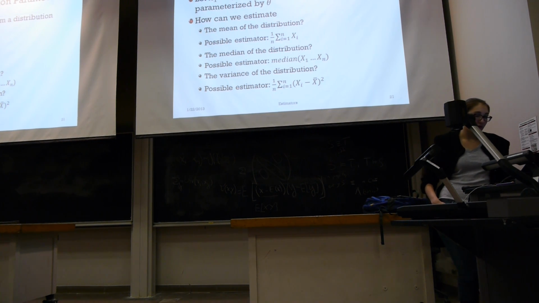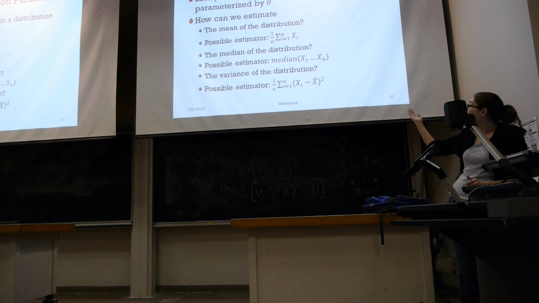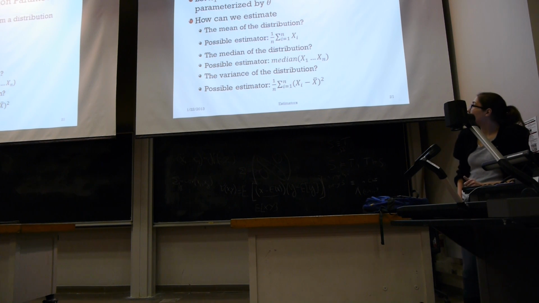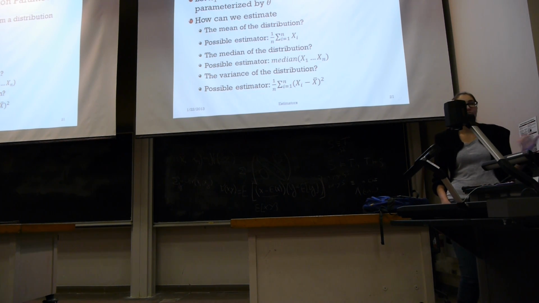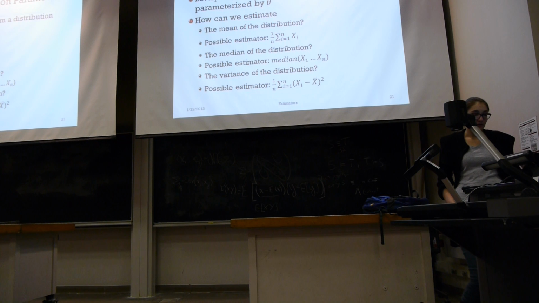For the median of a distribution, you're going to take the median of the sample that you've got and say, okay, this is my estimator for the median. For the variance of the distribution, again, a possible estimator is, you actually compute the mean first, you subtract the mean from all the numbers, and you average the square of that.